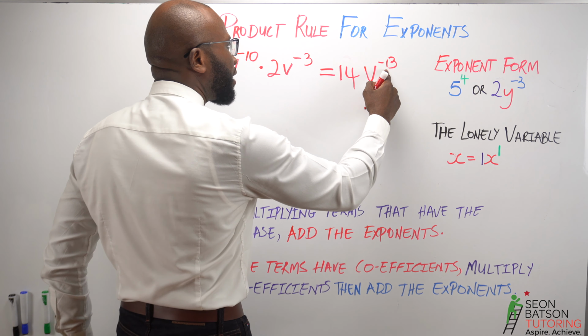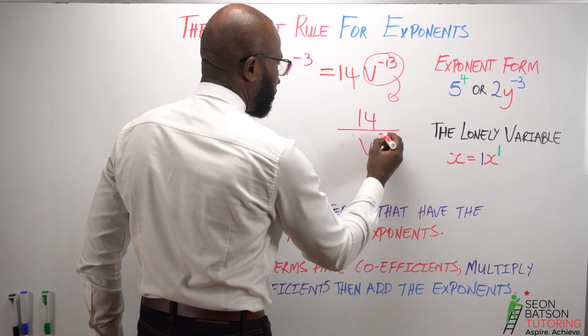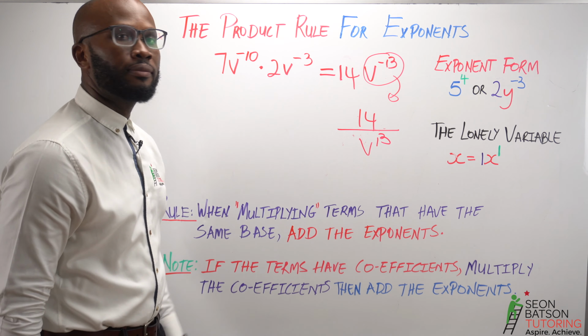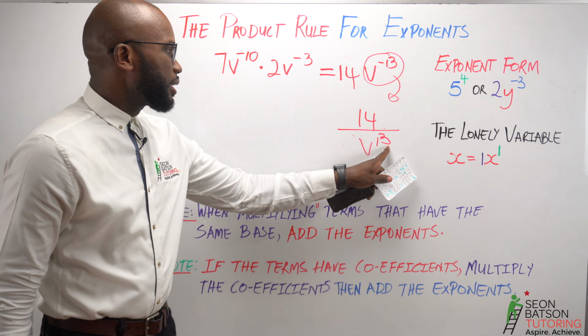14v to the negative 13 is the same as 14 times v to the negative 13. So this negative 13 is only attached to the v. To make this negative 13 positive, we will move the v and the negative 13 down to the denominator. So we get here, after the move, see that? Our 13 is now positive. Once you make the move, the negative exponent becomes positive. How are you feeling? Super!